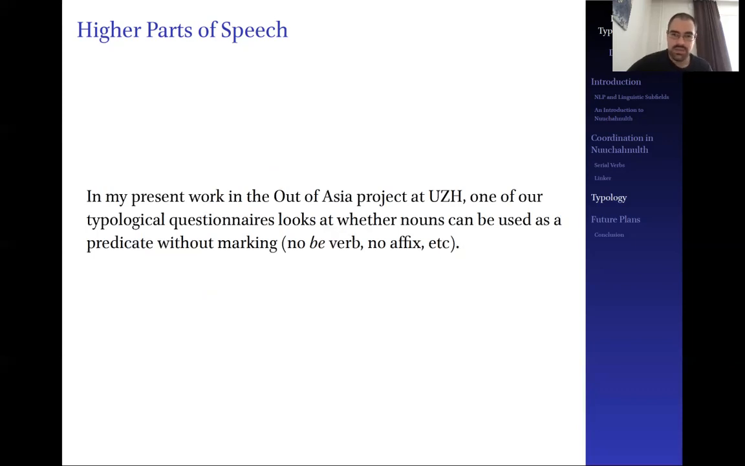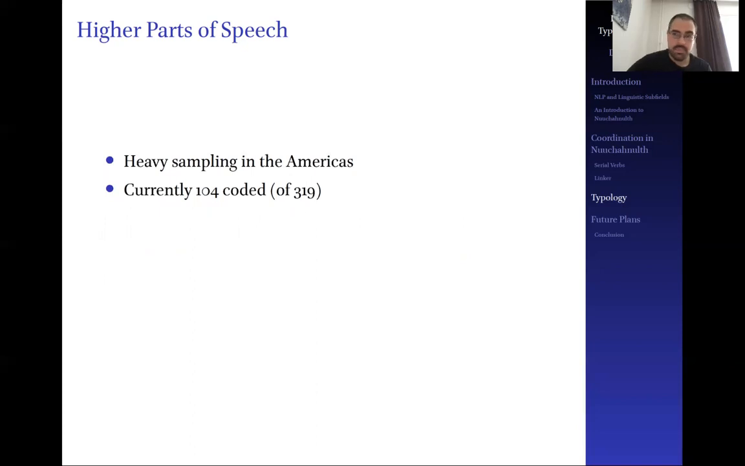In my current work at the Out of Asia project at the University of Zurich, one of our typological questionnaires is looking at whether nouns can be used as a predicate without marking. So no be verb, no affix. You can just use a noun as a predicate. We have very heavy sampling in the Americas because the project is called Out of Asia, so we're looking at links between the Americas and Asia. We've currently coded only 104 languages out of a planned 319 for this feature. But I already have some interesting results.